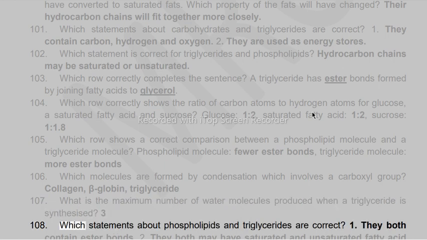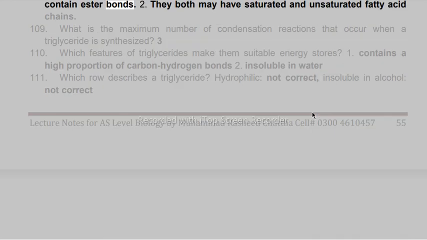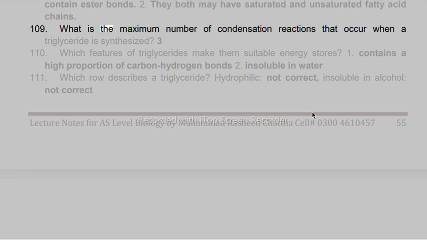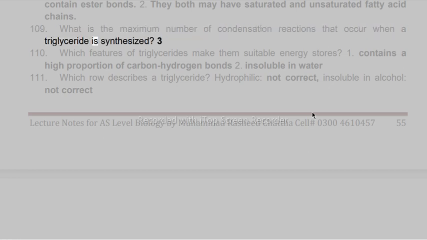108. Which statements about phospholipids and triglycerides are correct? 1. They both contain ester bonds. 2. They both may have saturated and unsaturated fatty acid chains. 109. What is the maximum number of condensation reactions that occur when a triglyceride is synthesized?